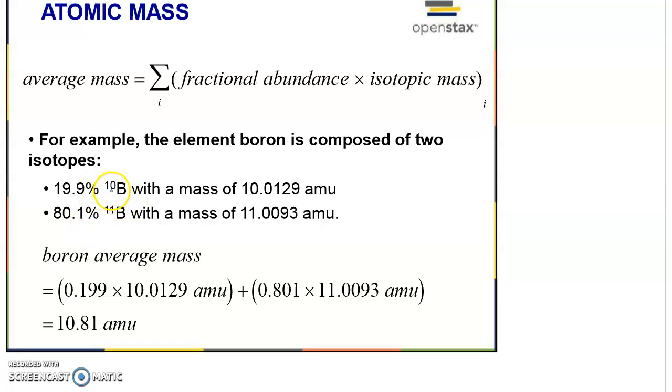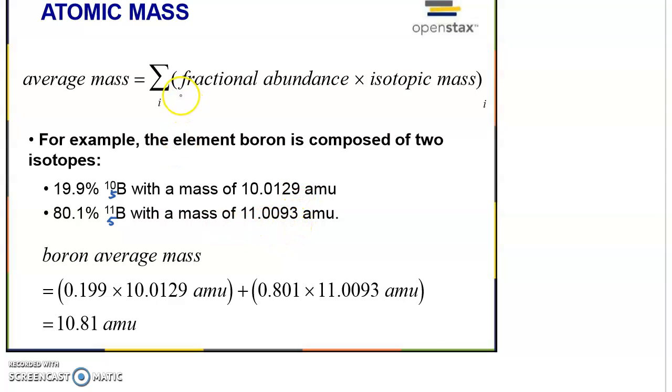With boron, boron is atomic number 5, but we may not need that for the calculation. 19.9% of the boron has an atomic mass of 10.0129 AMU. The rest, that means 80.1%, has a mass of 11.0093 AMU. How do we calculate the average mass of these isotopes?